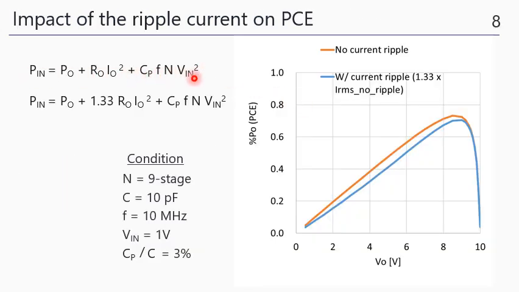So we have two cases. The only difference is the proportional coefficient of RO IO squared, 1 or 1.33. So you can draw the line like this, and this blue line includes the current ripple, which mostly affects this region. However, the peak point is also affected.